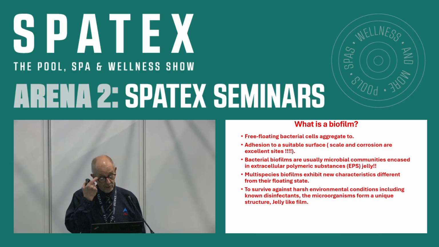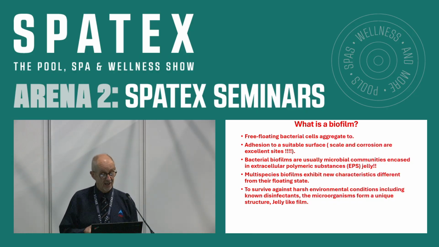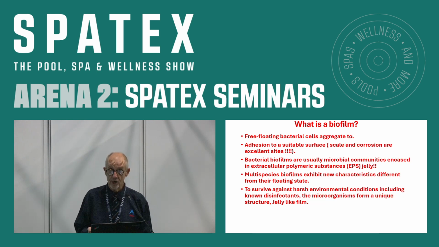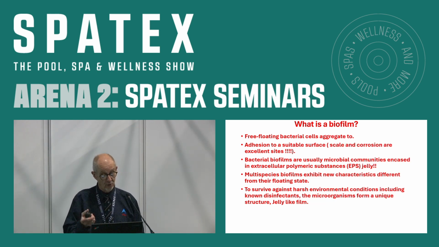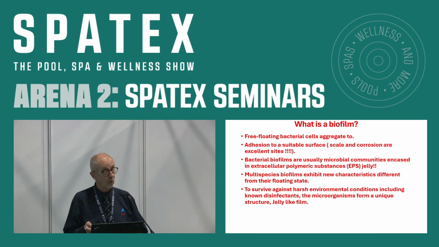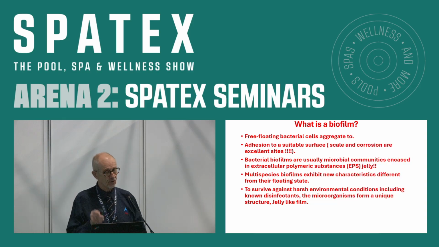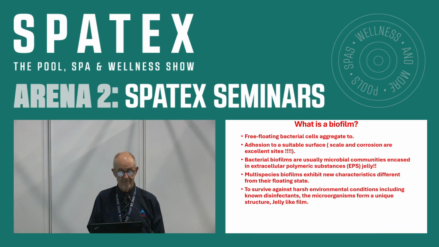We have free-floating bacterial cells, and they aggregate together and adhere to a surface. Scale formation and corrosion, rust and stuff like that, is a perfect base for them to start to breed. Multi-species biofilms exhibit new characteristics different from their floating state. So they're floating about in water, and we'll come to see they adhere to some satisfactory surface, and then they just grow very, very quickly there.